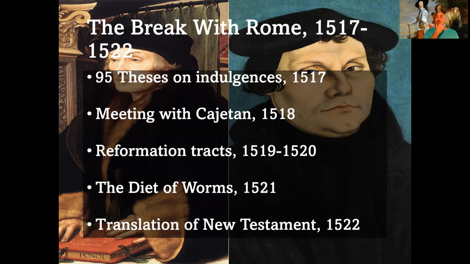From 1522 onward, he begins to publish his own translation of the New Testament. He'll publish the Old Testament as well a decade later. Very different from Erasmus, translated into German. He puts his own spin on things, and it becomes very influential in the development of the German language, actually, of High German. So that's the break with Rome in 1522.